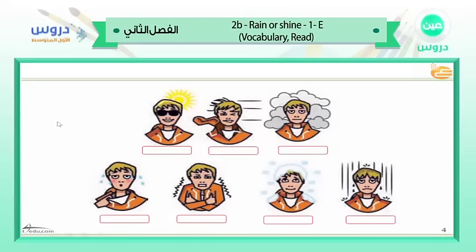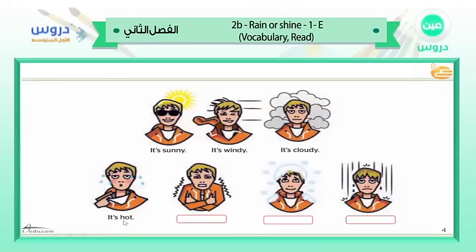Now I want to see if you can remember the names of these kinds of weather, okay? What about the first one? We can see the sun, so we call it... it is sunny, that's right. The second one. There is wind. Can you see the wind? So we call it windy. Take a look at the third one, number three. It's cloudy, that's right. Excellent.